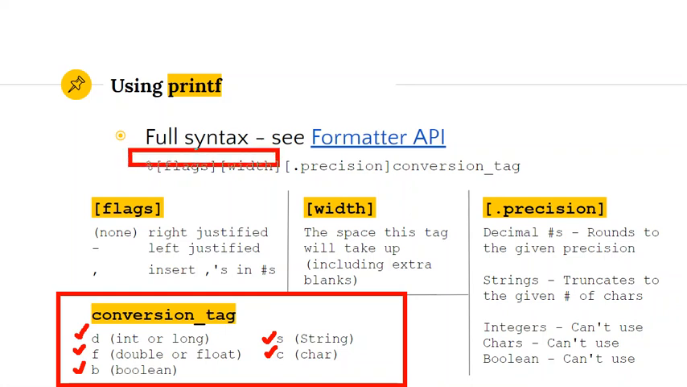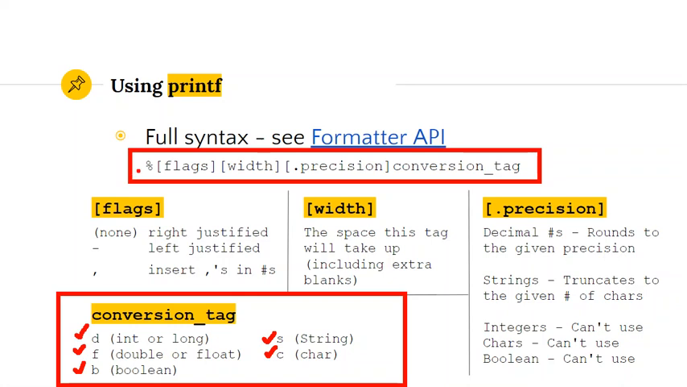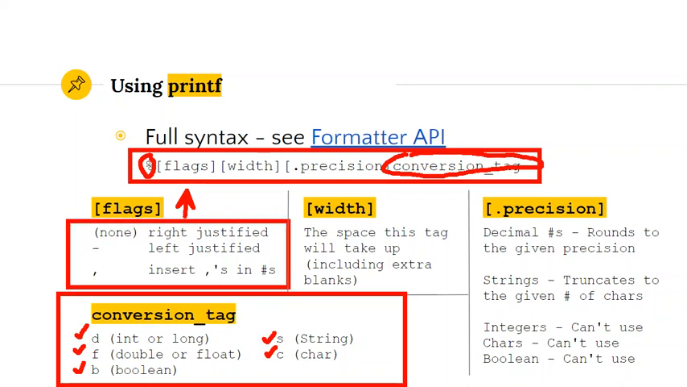So here's the printf syntax. You put %, you've seen that. You've also seen the conversion tag. So these two things you've seen, % and whatever. But now let's look at the flags right here. So flags, the ones you need are these three. And let's first focus on the dash symbol.